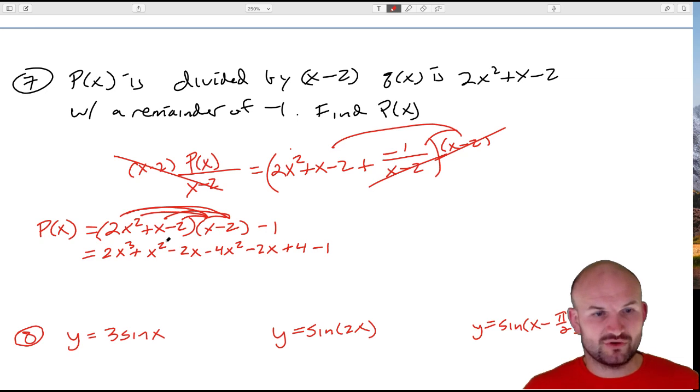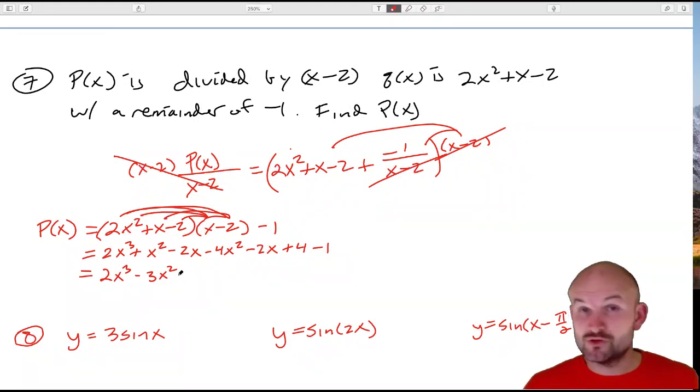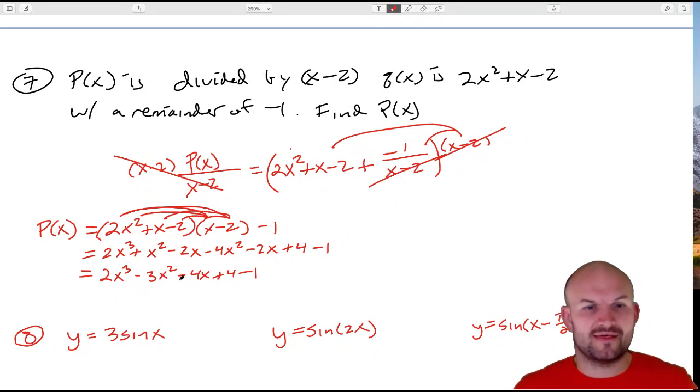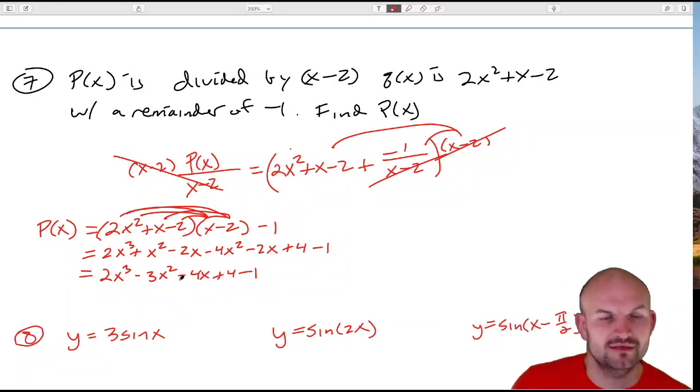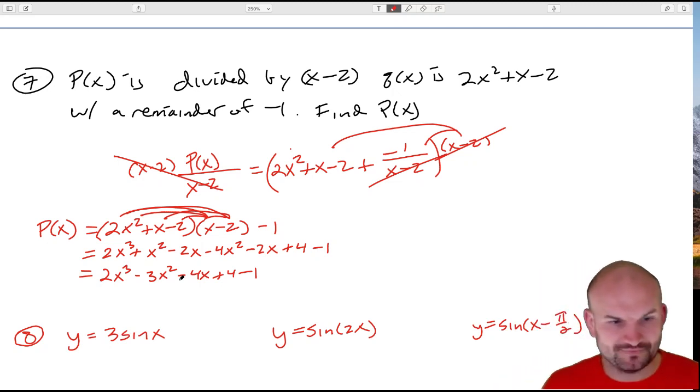All right, so now let's go ahead and combine like terms. So we have a 2x cubed, which is going to be my highest power. We have an x squared and a -4x squared, so it's going to be a -3x squared. Then we have a -2x and minus a 2x, so you owe me $2 and you borrow $2 more, so that's going to be a -4x. And then we have +4 minus 1. And there you go, ladies and gentlemen. That is our P of x.